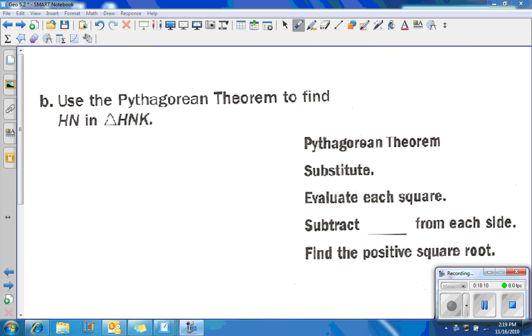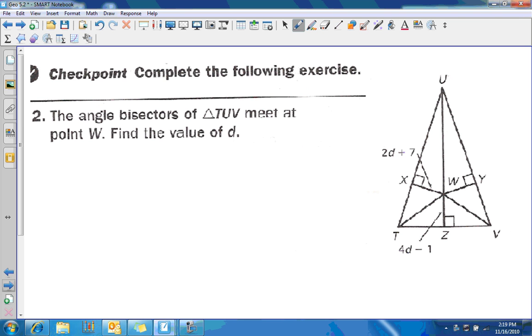Part B. We did that. We did it all together. There are steps. Two, we have an angle bisector. Angle bisector means it cuts the angles in half. Where they meet is called the incenter. The incenter is an equal distance from the sides, and it creates a 90-degree angle. So XW, WY, and WZ all have to be the same length.